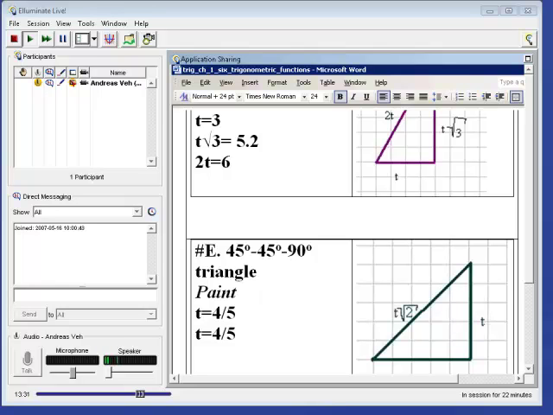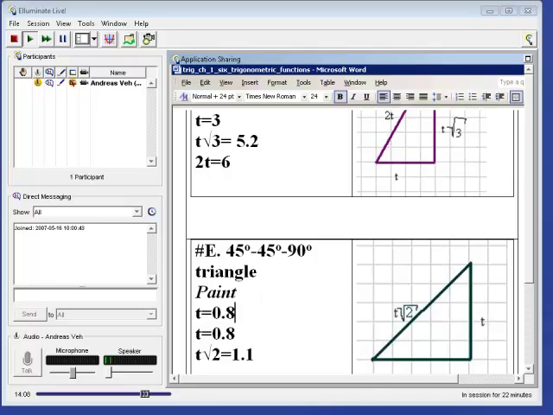And now on the side I'm going to calculate what t times the square root of 2 is, let's see if I still have that square, yep, there it is. And so it's going to be 4/5 times the square root of 2, which comes out to 1.13, or 1.1, while the other two 4/5, of course, 0.8. Okay.